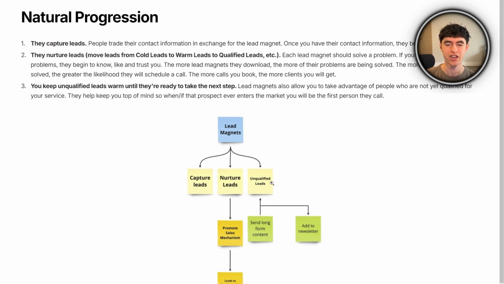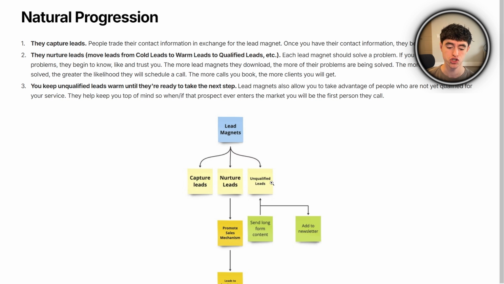So next is actually promoting the lead magnets themselves. Here's the natural progression. Step 1, they capture the leads. So basically people trade off their contact information in exchange for the lead magnet. And once you have their contact information, they become a cold lead. Step 2 is you nurture the leads. So you move leads from cold leads to warm leads to qualified leads.